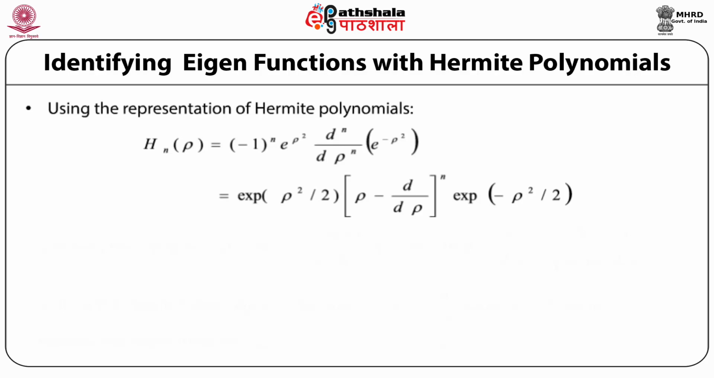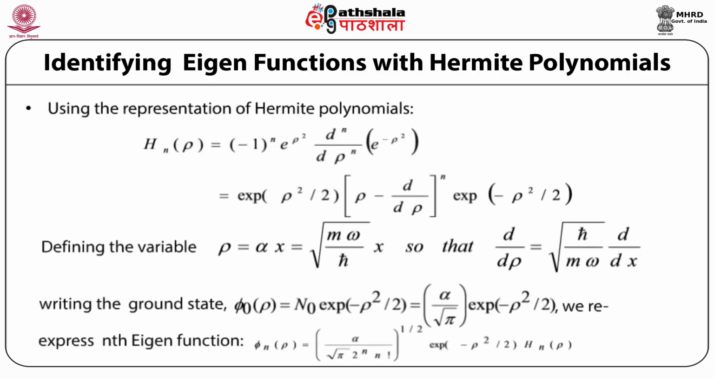After we have derived all these relations, we can now write the ground state eigenfunction φ₀ as a function of the variable ρ as given by N₀ exp(−ρ²/2), and this can further be written by replacing ρ with its corresponding value as (α/√π)^(1/2) times exp(−ρ²/2), and we can re-express the nth eigenfunction φₙ as a function of ρ as given by (α/(√π 2ⁿ n!))^(1/2) exp(−ρ²/2) times the Hermite polynomial Hₙ(ρ).